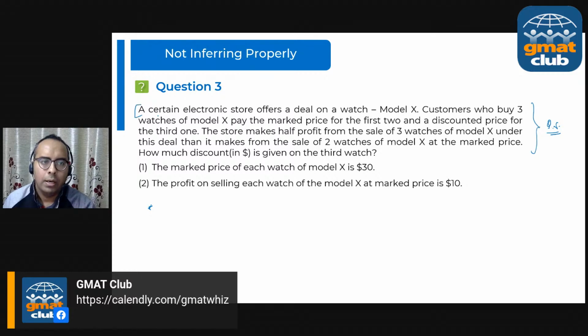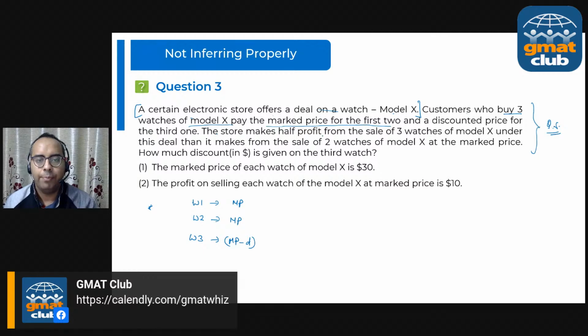Okay, a certain electronic store offers a deal on the watch Model X. So there's a Model X, and some offer is there on the watch. Okay, customers who buy 3 watches of Model X pay the marked price for the first two. Since I have come across an information, I'm going to jot it down. Okay, 2 watches at marked price, and a discounted price for the third one. So I'll write watch 3. There was some discount given on it.